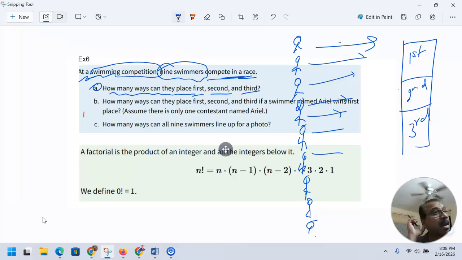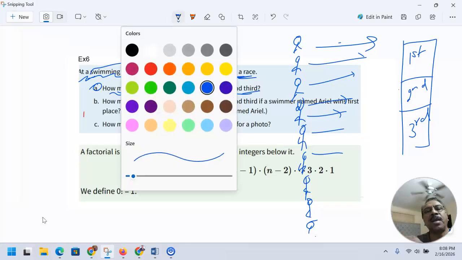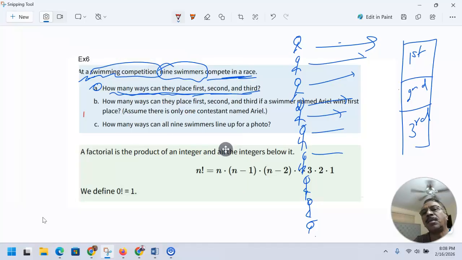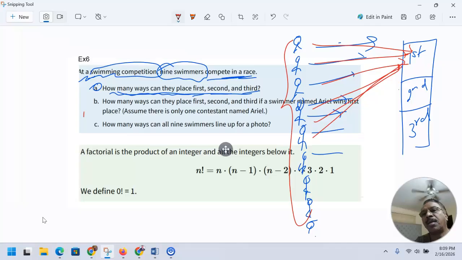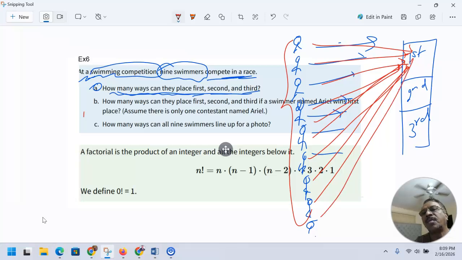I'm going to write here the first place, second place, and third place. The question is how many ways can the first, second, and third be placed? For the first place, because there are 9 of them, any one of them could be here. What are the possible options to take first place? You can see all these 9 options. So there are 9 options; any of these 9 swimmers could be in first place.